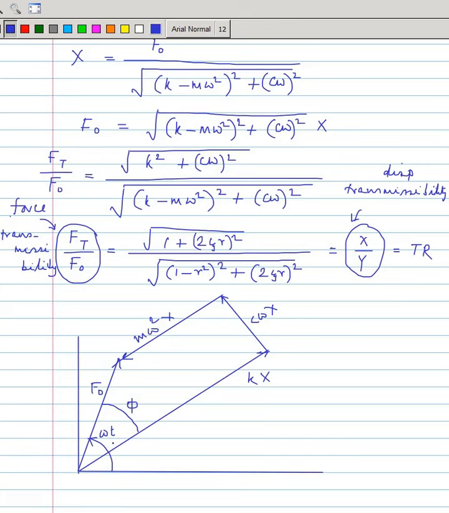So now what is this? It is actually the transmitted force. This is the transmitted force, which has an amplitude of Ft, and this angle is omega t minus phi plus this angle, which we have called alpha, and tan alpha is nothing but c omega X by kX, which we already got from here.